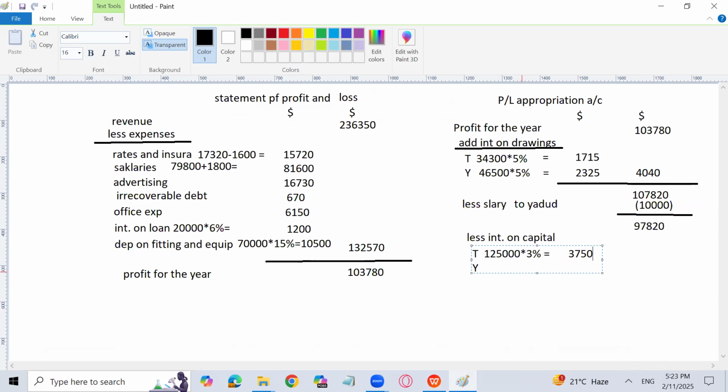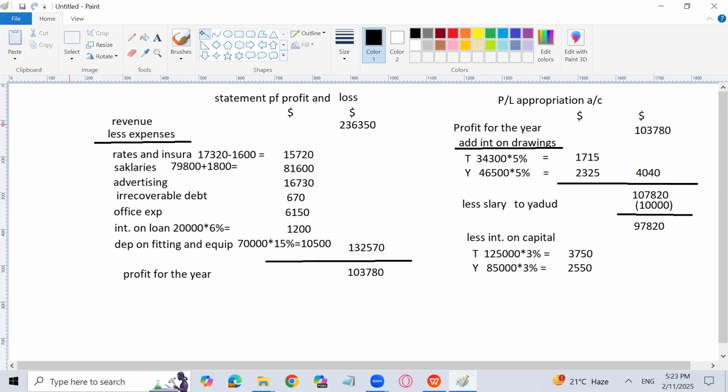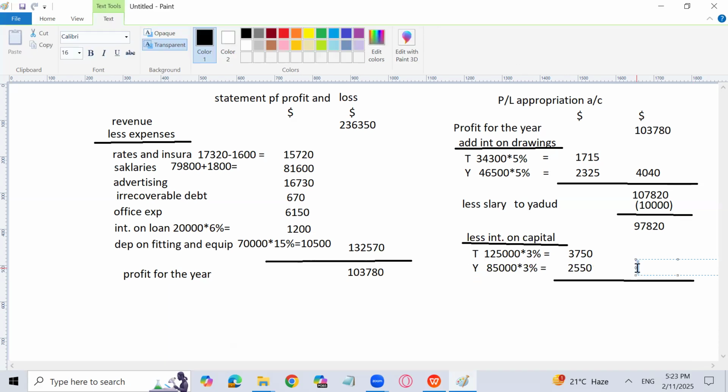125,000 into 3%. It should be 3750. And then 85,000 into 3%. How much will it come? 2550. I will add them both up to get the total interest on capital, which is 6,300, and that will be subtracted from 97,820.